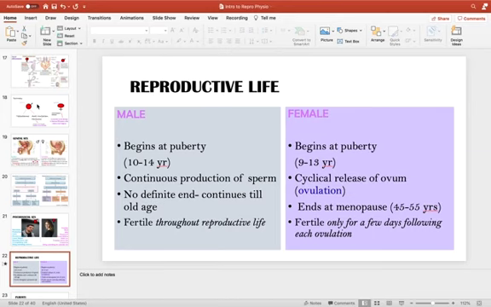In females, it begins at puberty, 9 to 13 years. Cyclical release of ovum, or ovulation, occurs monthly, and reproductive life ends at menopause, which is about 45 to 55 years old, and they are fertile only for a few days following each ovulation.